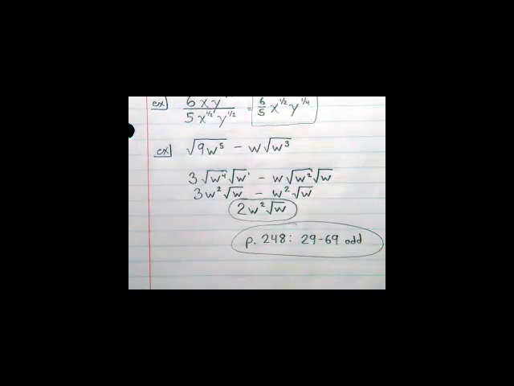Why is it just one square root of w? See how there's 2 of them there? Hold that. I'll answer that in a second.